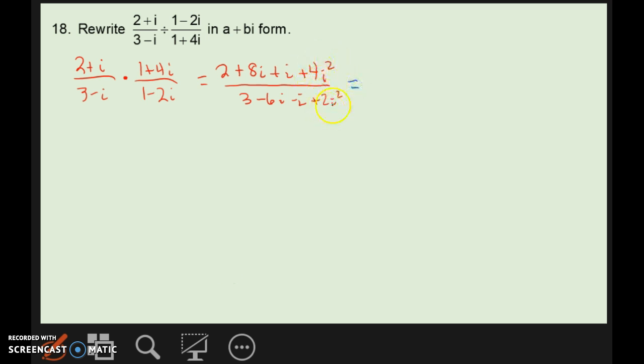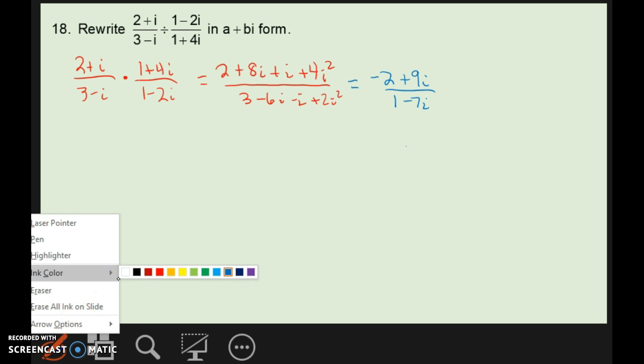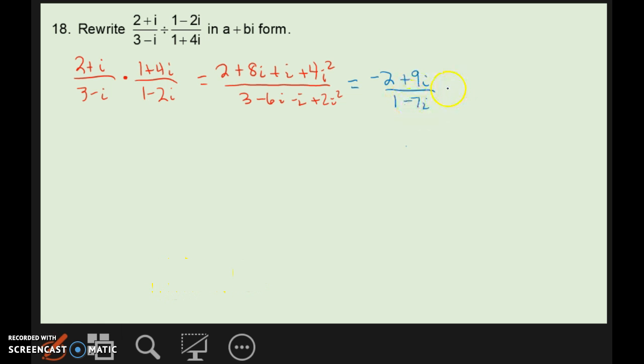Again, the i squareds become negative 1s, so this becomes 2 and then minus 4, that's negative 2. The i's together give me 9i. In the denominator, I'm going to have 3 and then a negative 2, that's 1, and then minus 7i. So I've done some things that put those two fractions together. However, I still have that imaginary number in the denominator. So we're going to do like we did before, where once we're at that step, we're going to take the conjugate of the denominator and multiply the top and bottom by that conjugate.